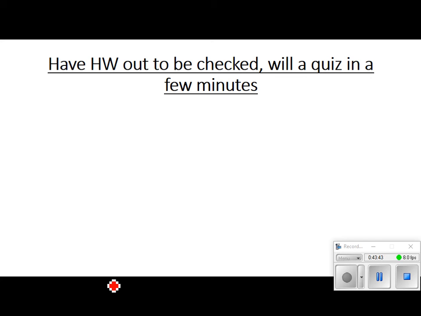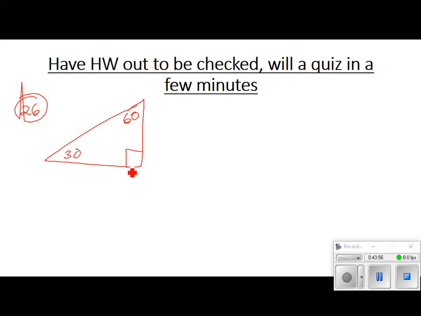Number 26. What kind of triangle do we have in 26? A 30-60-90. This is A, this is B, this is C. On 26 they told us that B was 15. This is C down here. We want to find A and C.